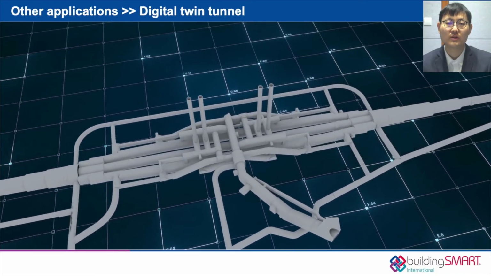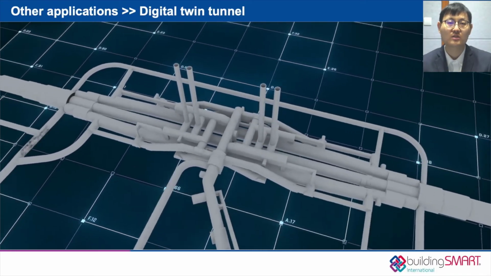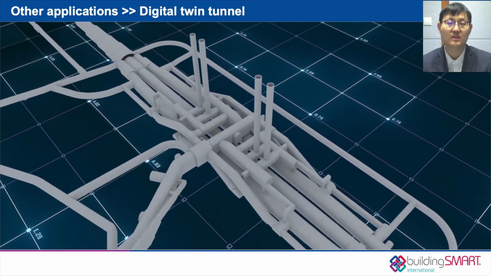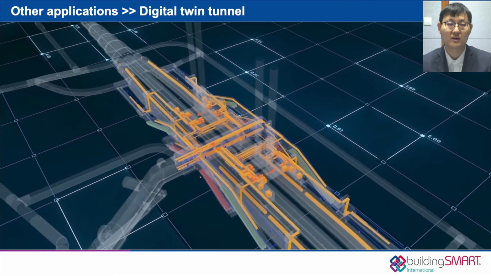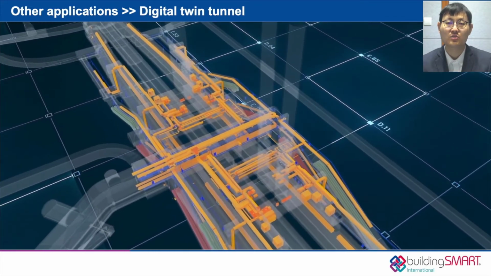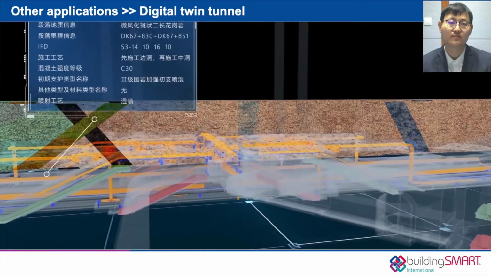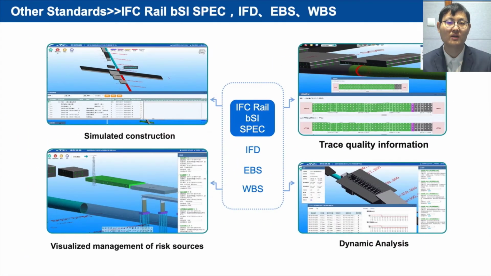We also built the digital twin for tunnel and combined on-site construction data to complete the update from design BIM model to construction BIM model. Finally, a digital asset for delivery is formed. We also adopted a variety of industry standards during the construction period. By applying IFC Rail, BSI spec, and the IFD, EBS, and WBS issued by the CRBIM, we achieved dynamic information traceability during the construction phase, effectively ensuring the construction progress, engineering quality, and safety.